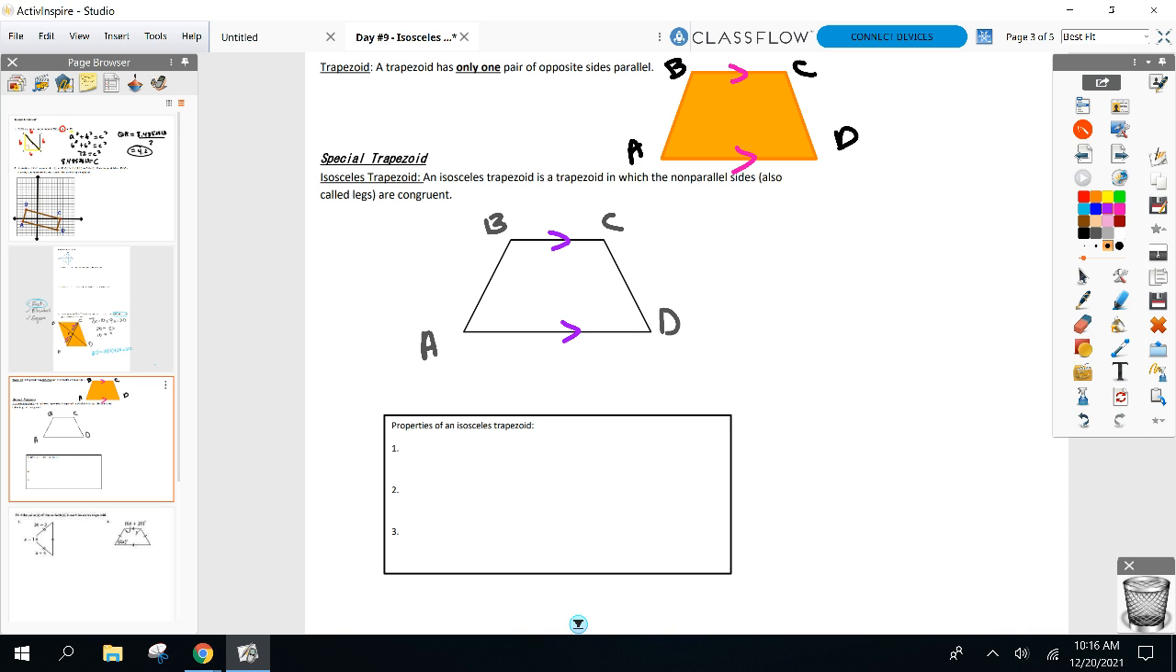What's isosceles mean to you from our triangle days? Two sides equal. Exactly. For an isosceles trapezoid, the non-parallel sides are congruent. The non-parallel sides are congruent. And let's start calling them by their actual name. It's called a leg. Those are legs. So there's your first property of an isosceles trapezoid too. Legs are congruent.